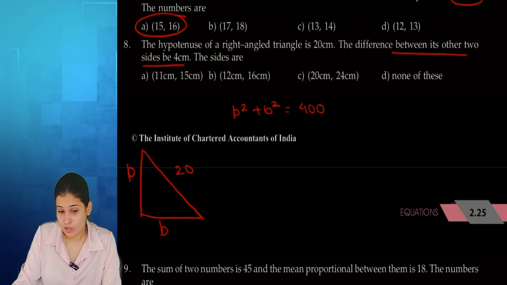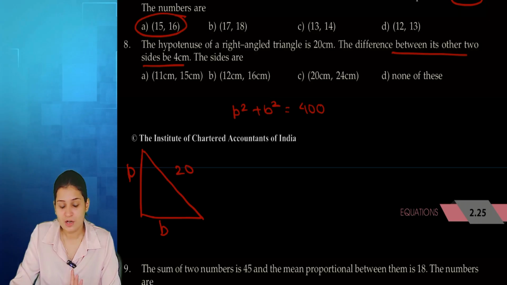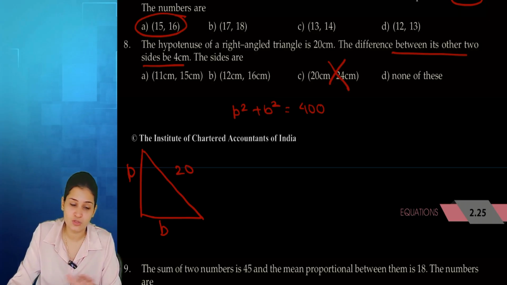Also, if my hypotenuse is 20, my side cannot cross hypotenuse. Neither can it be equal. So option C can never be the answer. My hypotenuse is the longest side. So any side which is more than 20 or equal to 20 is not possible.